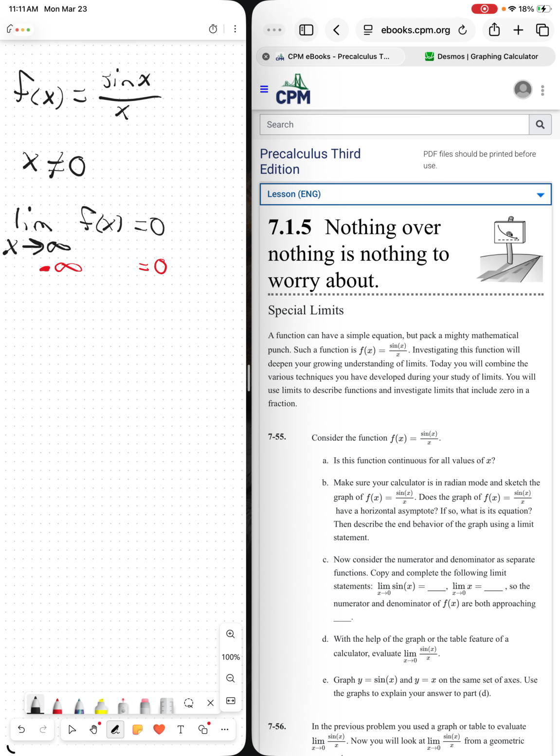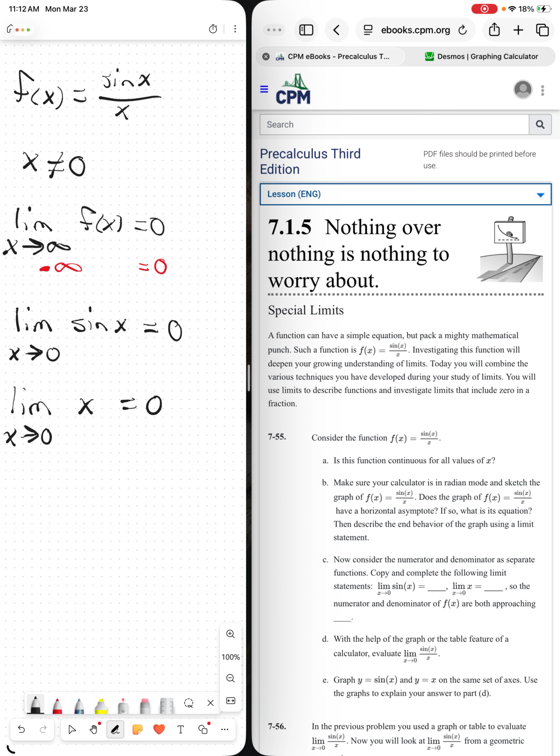So now consider the numerator and denominator as separate functions and complete the following limit statements. Okay, so we have just the numerator, the top. Limit as x approaches 0 of the sine of x. Well, sine of x at 0 is 0. Then look at the bottom. The limit as x approaches 0 of x is also 0. So the numerator and denominator are both approaching 0.